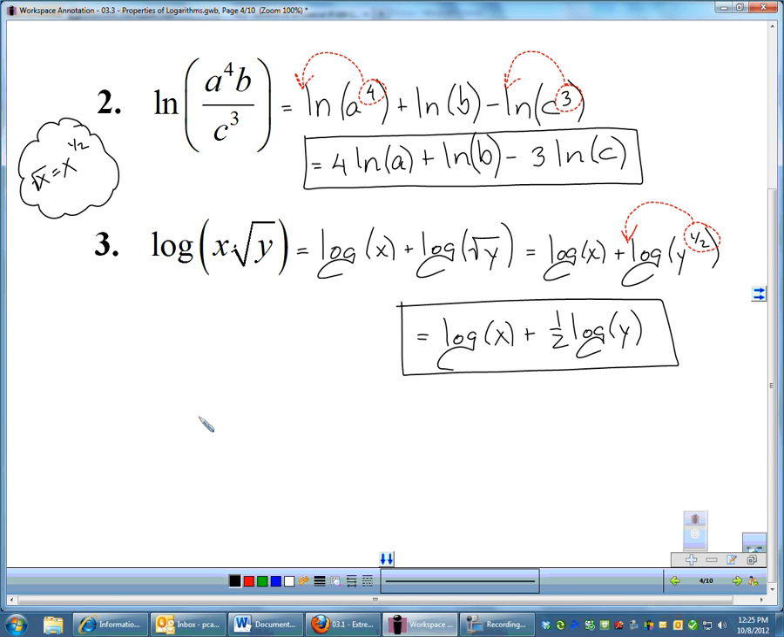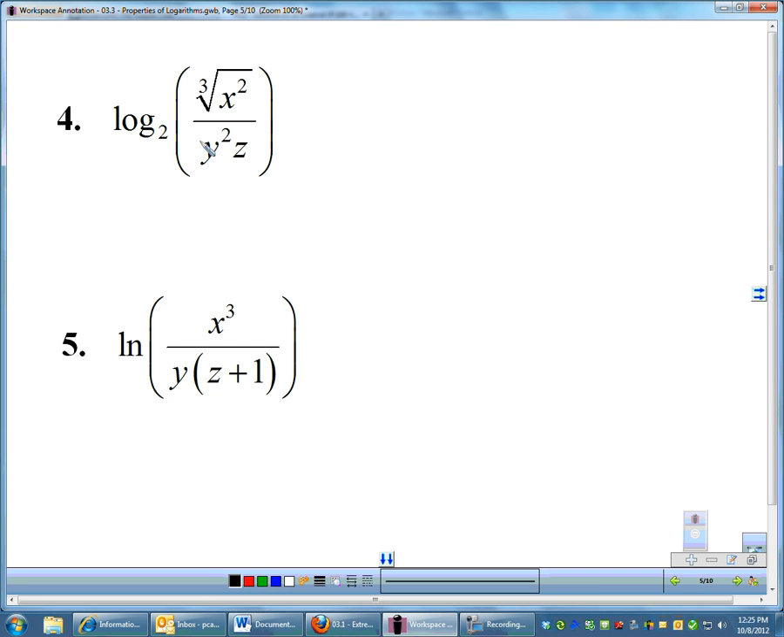Okay. Multiplication turns into addition. Exponents come down. Let's see, I think there were a couple more on this one. Here, this one's a little bit tricky. I see the cubed root of x squared. We'll tackle this in a couple of steps. It's log base 2. So I see log base 2 of the cubed root of x squared. And then on bottom, I have y squared times z.